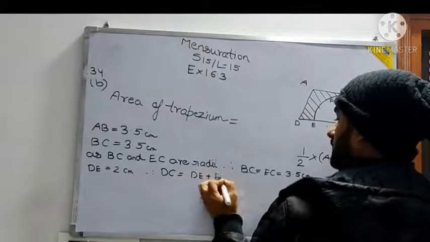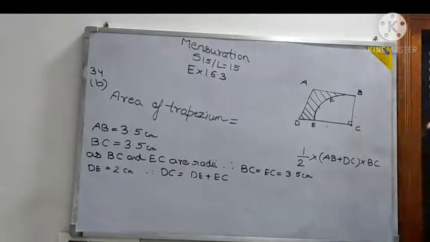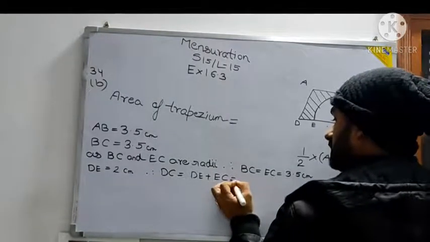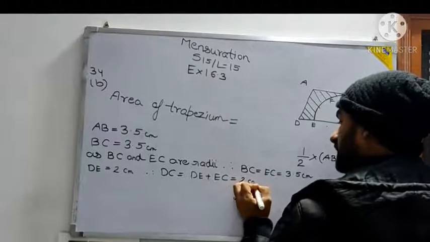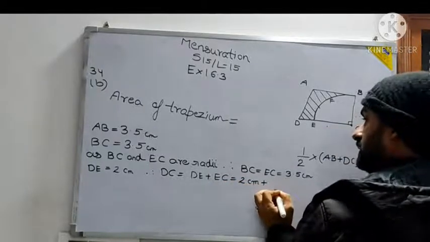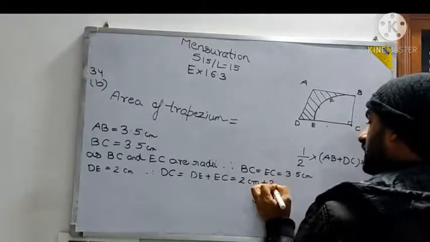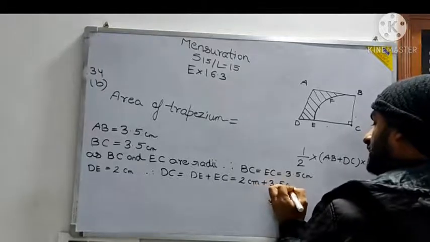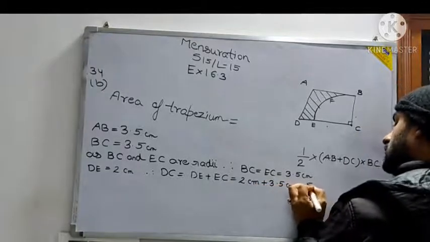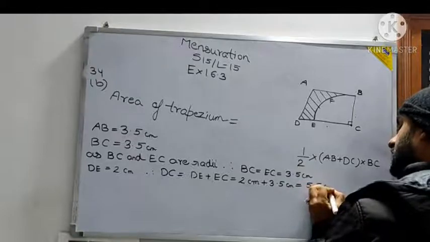What to do? DC plus DE plus EC. And what is DE? 2 centimeter plus EC is 3.5. So 2 plus 3.5, 5.5 centimeter. It's equal to 5.5 centimeter.